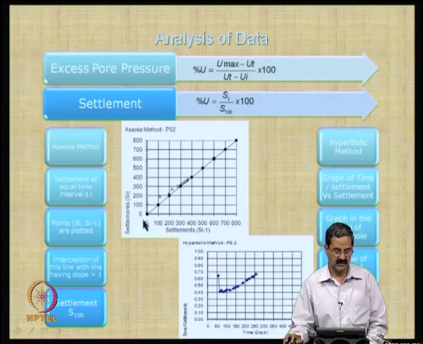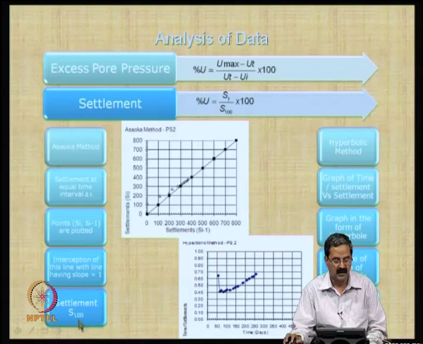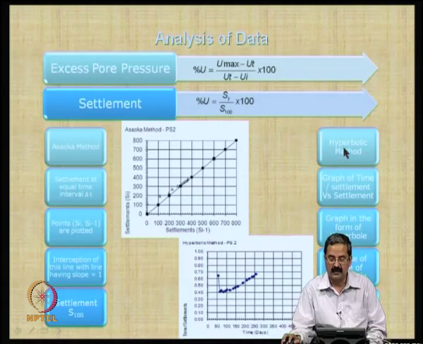The line has a slope, and you plot the previous settlement S minus 1 against the current settlement and draw this line here. Based on this and some more analysis, they get the settlement S100, the ultimate settlement. That is one way. There is another method, which uses the hyperbolic method.